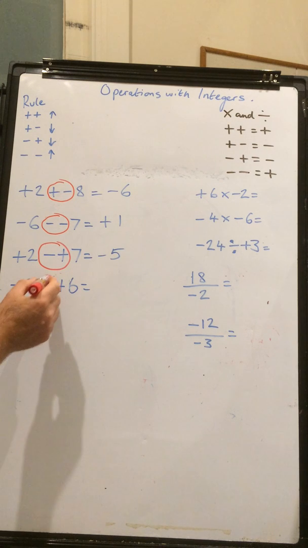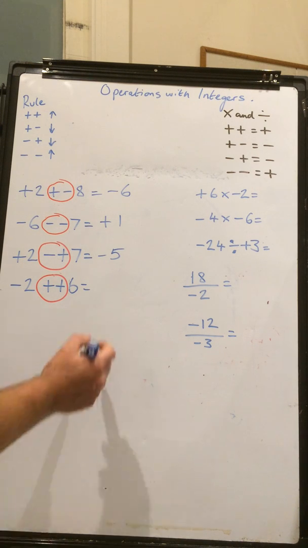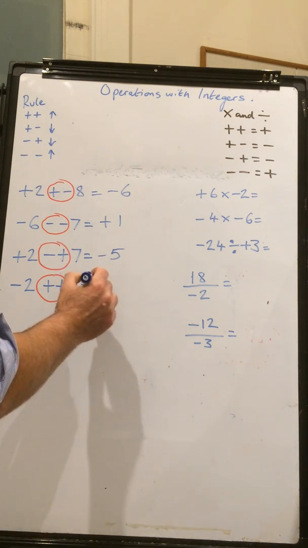Here, if we add a positive, we're moving upwards. Therefore, we start at negative 2 and we move up 6 places. The answer is going to be positive 4.